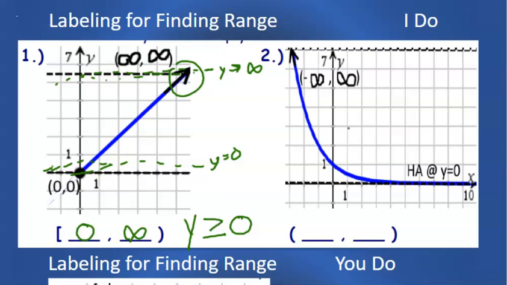For this exponential function, our lowest one is its horizontal asymptote. It's at y equals 0. The highest one is right here. It's an arrow again. Y is approaching positive infinity. So y is greater than 0. Asymptotes are not included, just like holes are not included, or arrows.